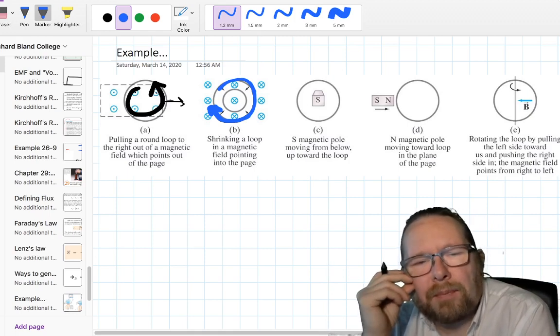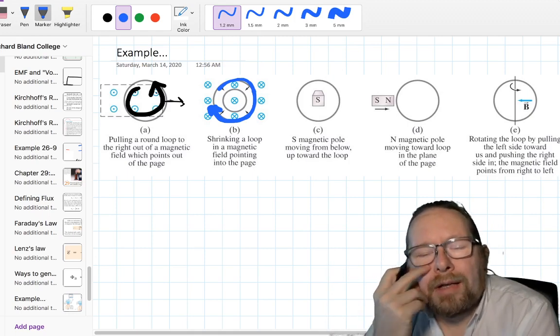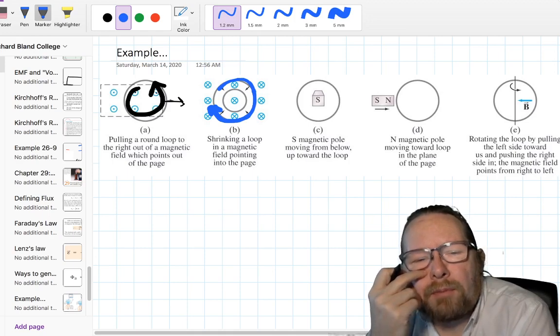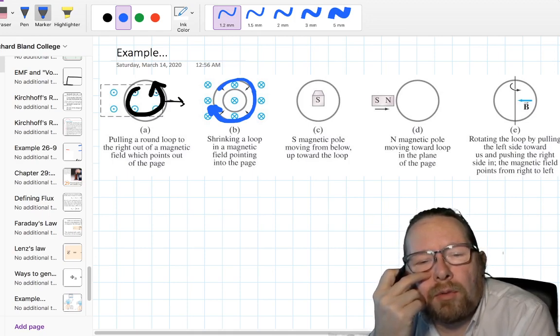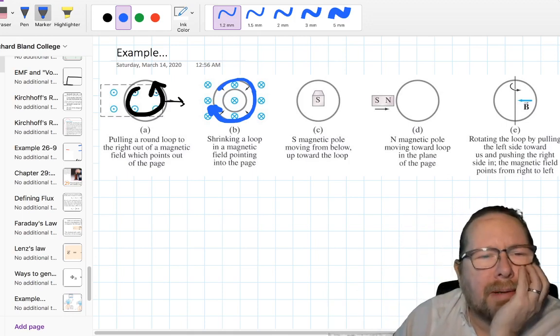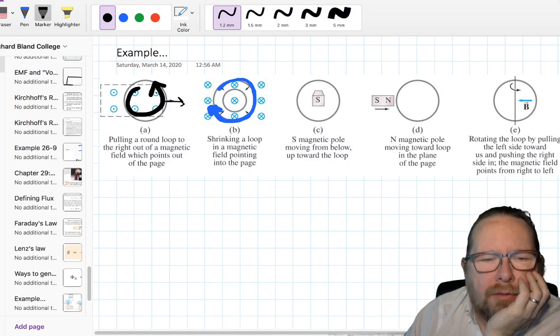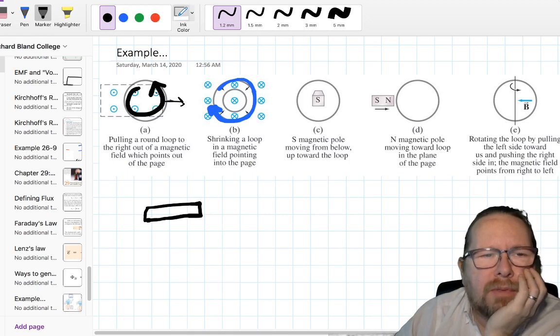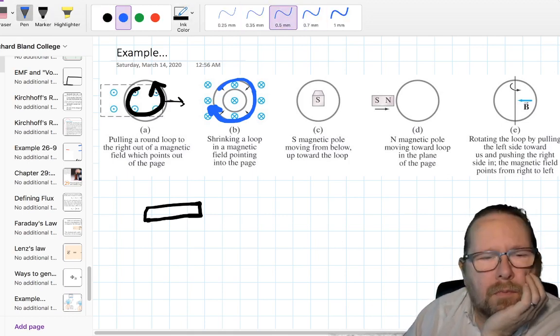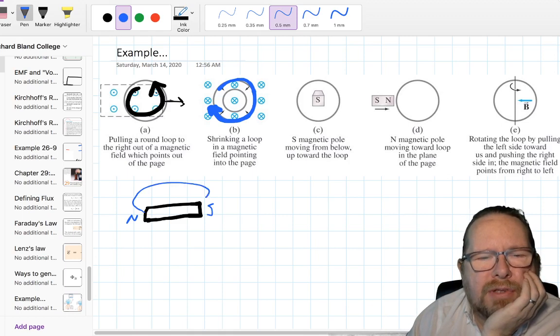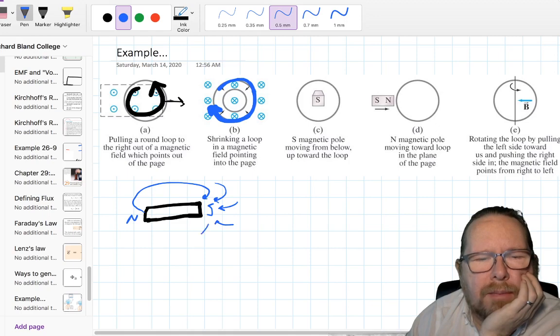Okay? Example C. A south magnetic pole moving from below up toward the loop. I feel like it might be easier to think about this one if we draw it sideways, or draw it in 3 dimensions. If you've got a magnet with a north pole and a south pole, north, south. Remember that magnetic field lines go from north to south. So at the south end of a magnet, the magnetic field lines are pointing this way. Right?